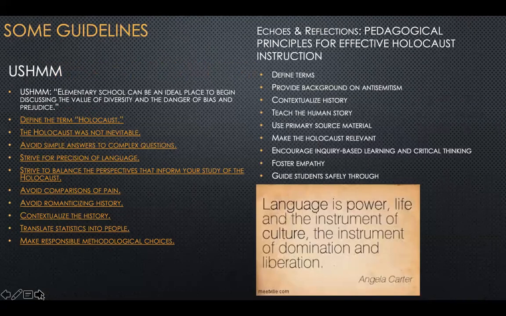There are guidelines for teaching about the Holocaust. I will say that mostly the Holocaust Museum in DC really does focus more on middle and high school education. So they do have a lot of great resources. And I've put a slide at the end of this presentation for you with a bunch of links to existing resources, but theirs are mostly focused on middle and high school. They do say, however, that elementary school can be an ideal place to begin discussing the value of diversity and the danger of bias and prejudice. So that's one of the areas where I'll focus today and show you some books that can be used to help broach those topics with very young readers.